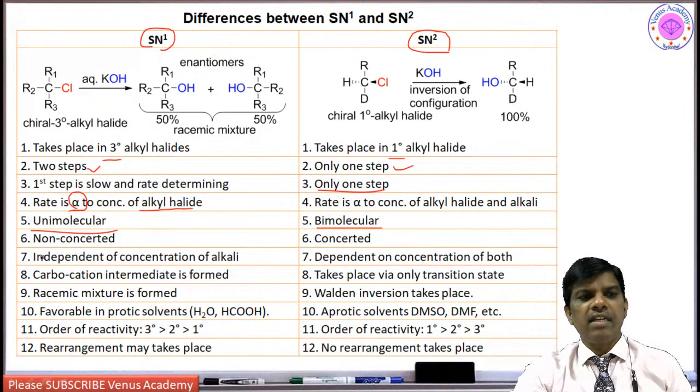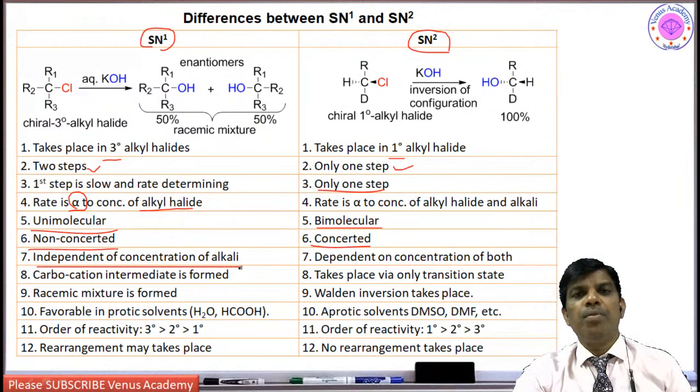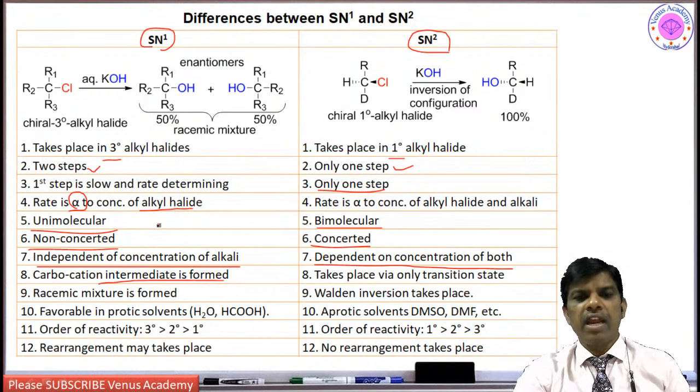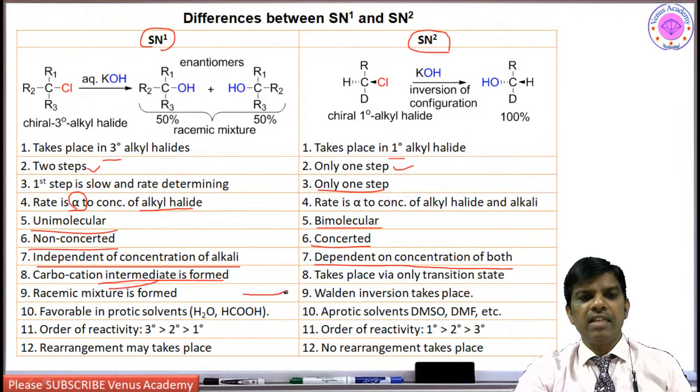Non-concerted means it is a two-step process, whereas SN2 is a concerted mechanism. SN1 is independent of concentration of alkali. These are all important, students, that is why I am reading all points. SN2 is dependent on concentration of both. Carbocation intermediate is formed in SN1, isn't it? So tertiary carbocation was formed, right? SN2 takes place via only a transition state. You will not find any carbocation. Racemic mixture is formed in SN1, whereas Walden inversion is observed in SN2 reactions, right?